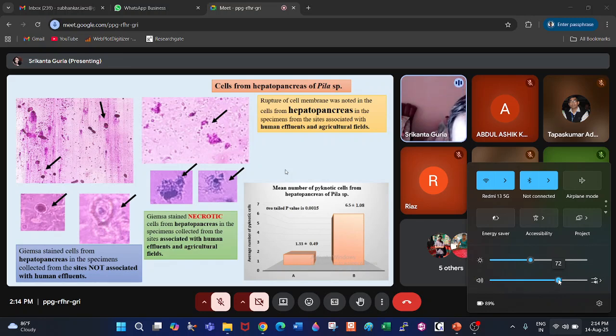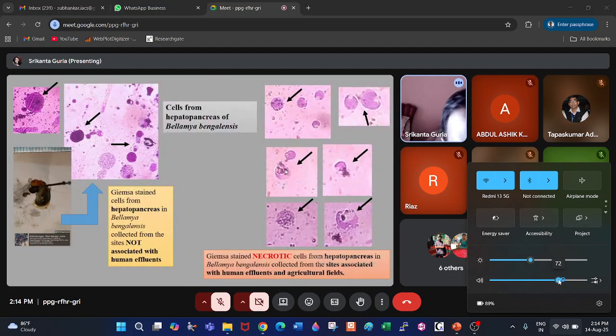The mean number of pycnotic cells from the hepatopancreas of the Pila is very high in the polluted area, the area related to the agricultural field. I think this is due to the use of insecticide and pesticide. The p value is 0.0015, which is also statistically significant.